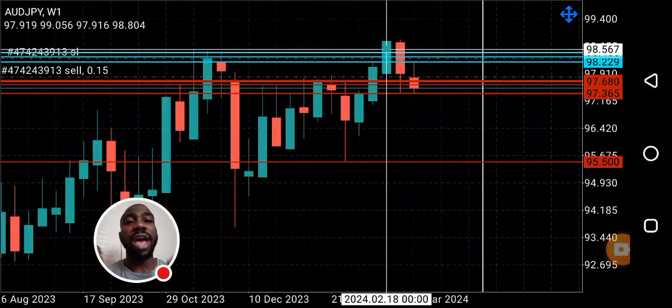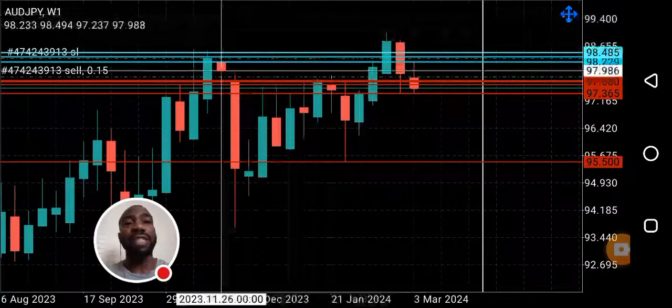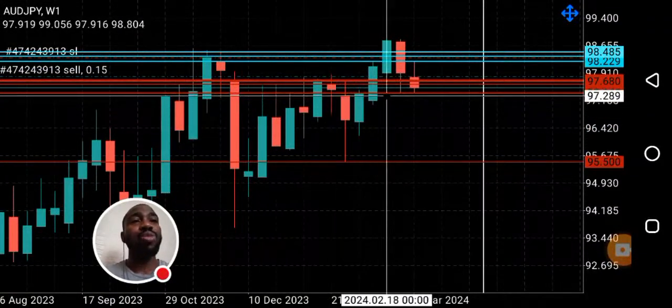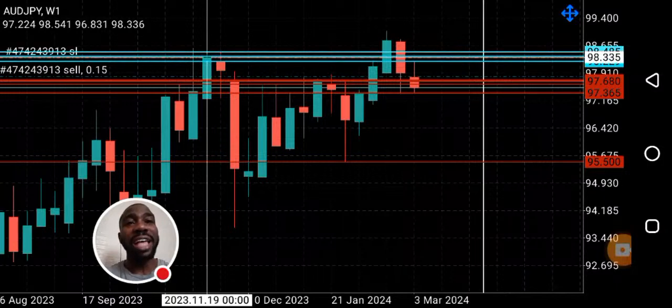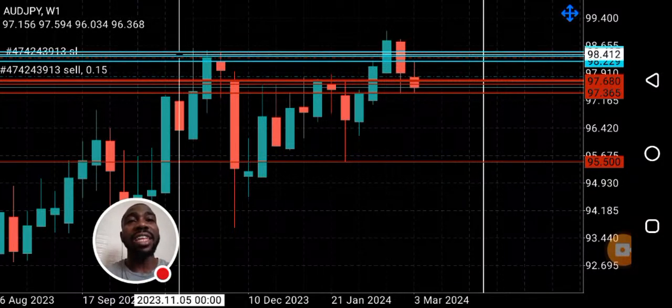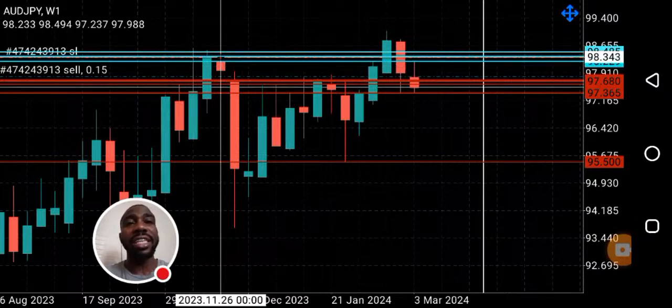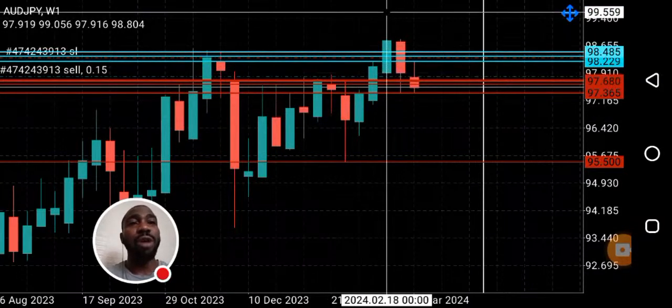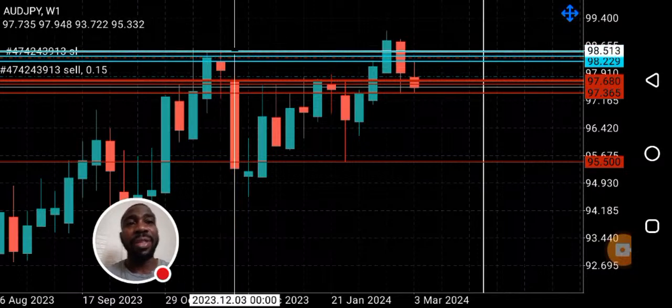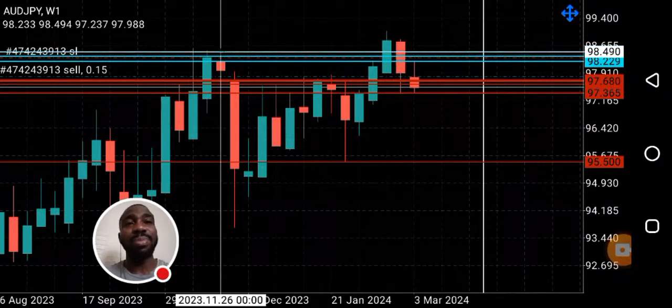Now, if we have a lot of retail traders who are willing to buy above this resistance, what do you think the institutions will do? They would sell. The institutions will sell. Another reason price had to break out from this resistance is the liquidity that was residing at these previous highs. You can see that they had to clear liquidity at these previous highs.